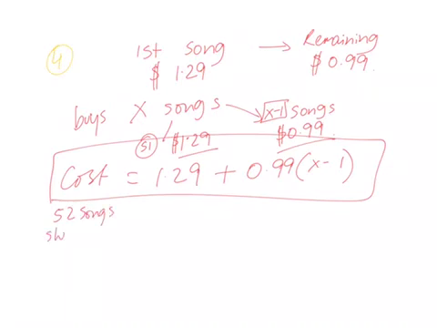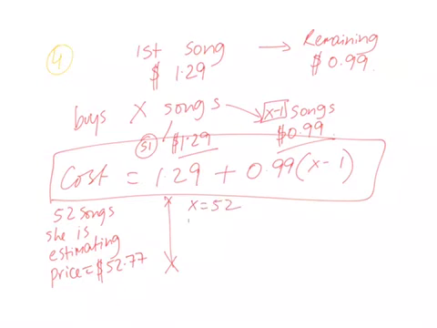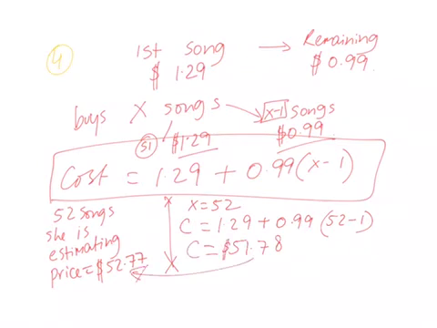Now we've got 52 songs in the second part. She is estimating that the cost is $52.77 for the 52 songs. Now we have to test if this is true or not. We have a formula, right? So we can use that formula and say, if I put in X as 52, I get my cost as 1.29 plus 0.99 times 52 minus 1. And then I plug in everything and I get 51.78. So my cost is 51.78 and she's getting 52.77.